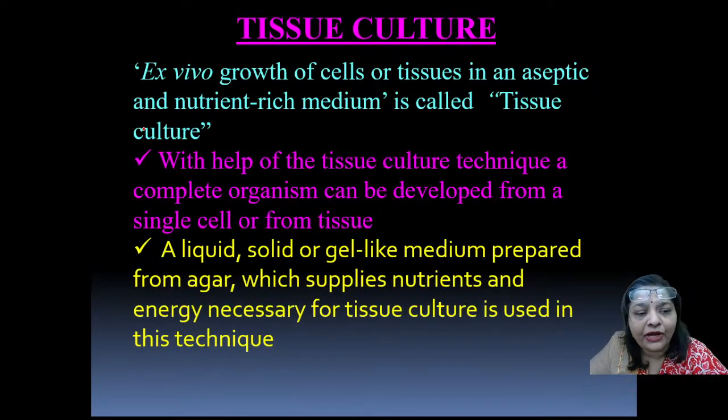So what is ex vivo growth of cells? Ex vivo refers to the exterior of a living organism. When the cells can be grown in controlled conditions in the labs, then we term it as ex vivo because they are outside a living system, outside an organism.